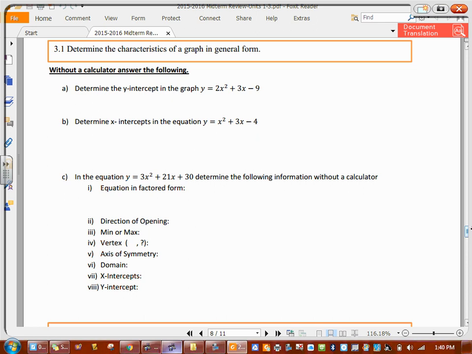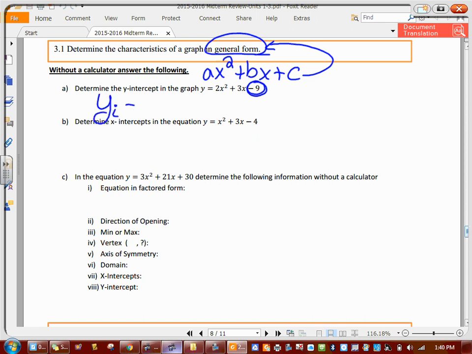So in general form, to find the y-intercept is always the c value. So here the y-intercept, a y with a baby i is the symbol for y-intercept. So the y-intercept is -9. If you write it as a coordinate point, it would be (0, -9).